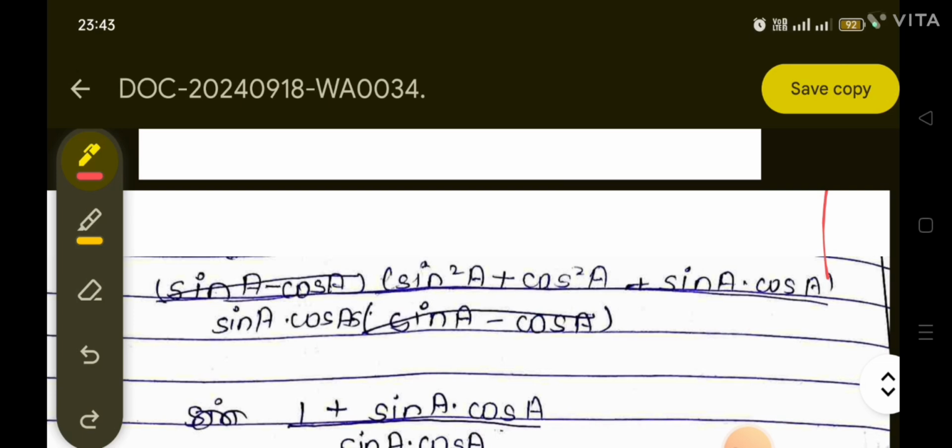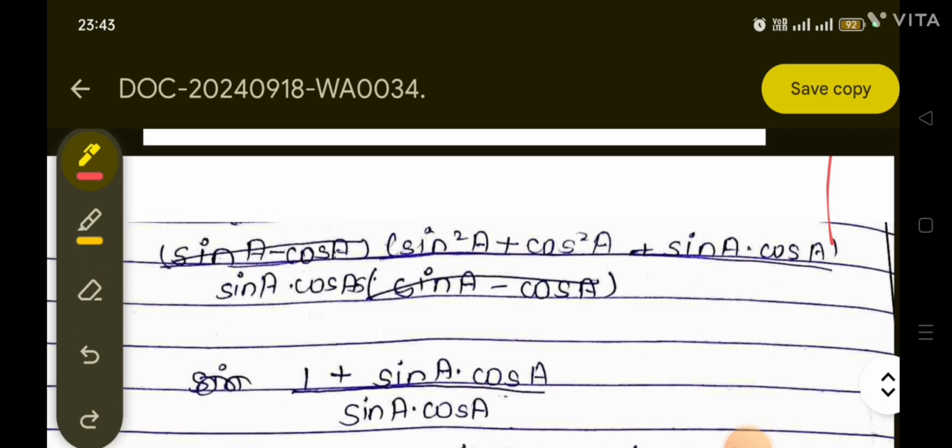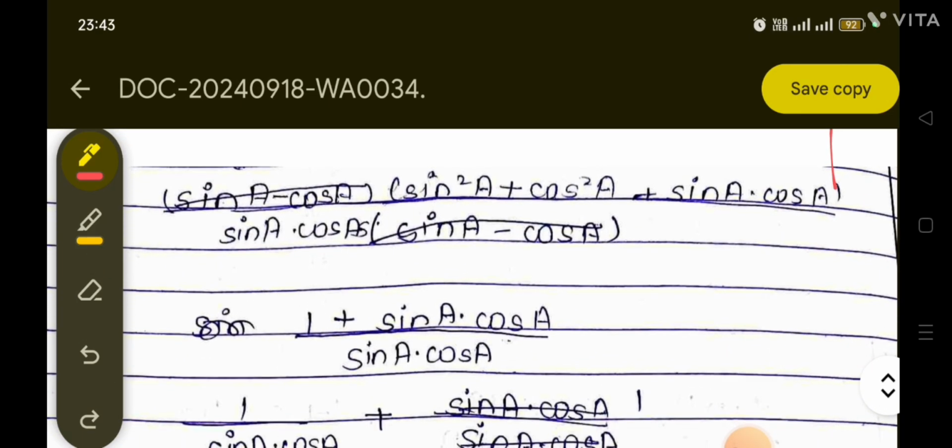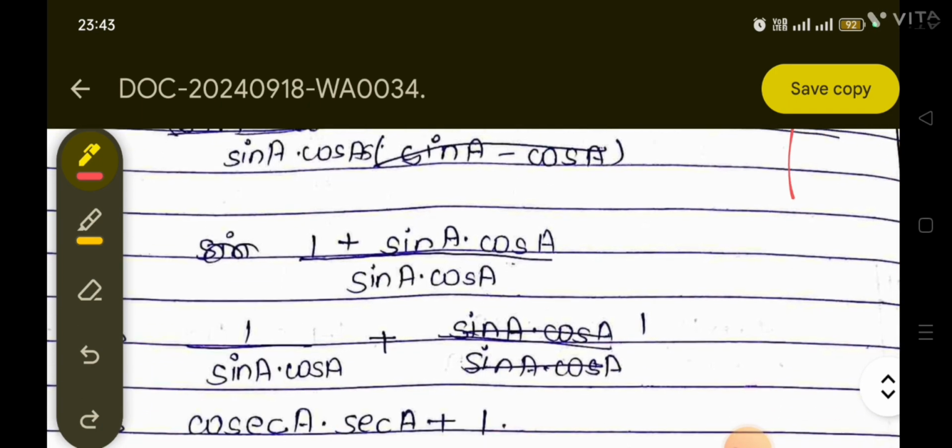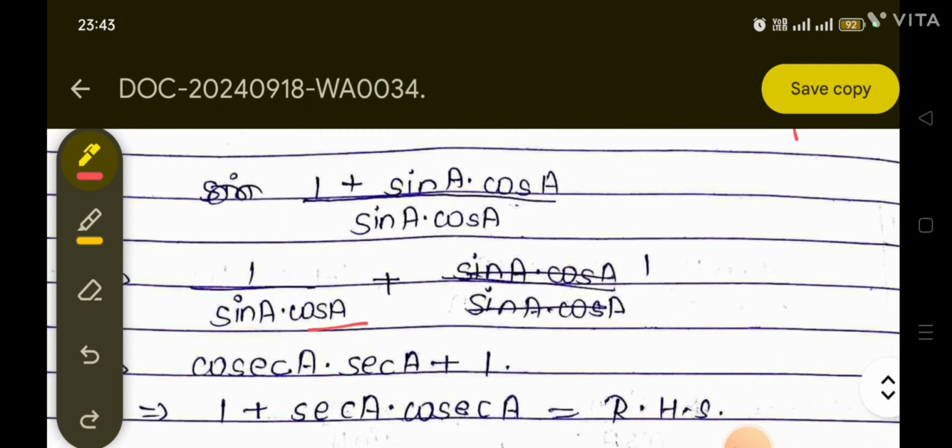If we cancel that sin A minus cos A, then left 1 plus sin A into cos A upon sin A into cos A. Individually, if we divide, then it will be 1 by sin A into cos A plus sin A into cos A upon sin A into cos A, that is cancel. Left only 1 by sin A means cosec A, and 1 by cos A means sec A, and by cancellation it is 1. Now it is the RHS. In this way we can simplify it.